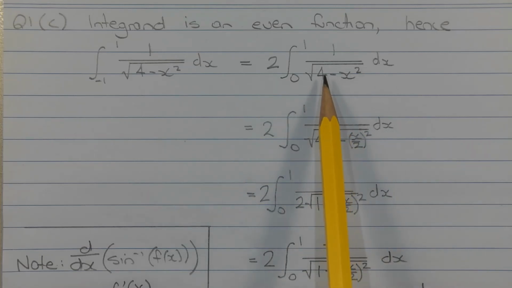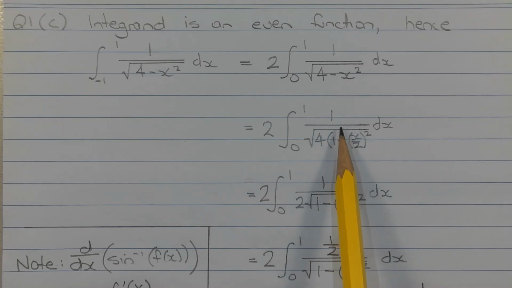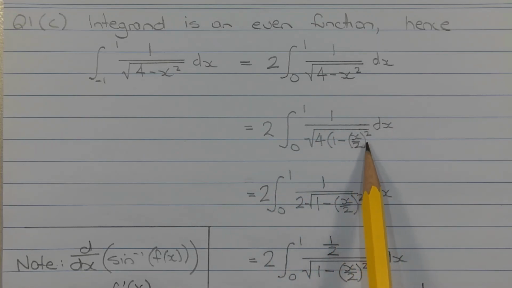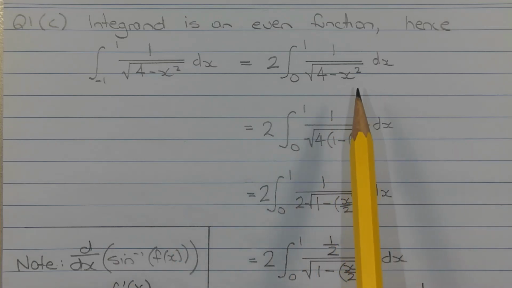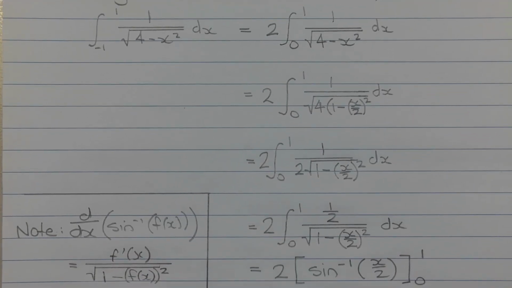So factorizing out 4 from here and here, we get 1 over the square root of 4 outside of 1 minus x over 2 in brackets squared dx. Now x over 2 in brackets squared, when we expand that, is x squared over 4. And that's what happens when we factorize 4 from the x squared here. Now taking the 4 outside of the surd, the integrand becomes 1 over 2 times the square root of 1 minus x over 2 in brackets squared.